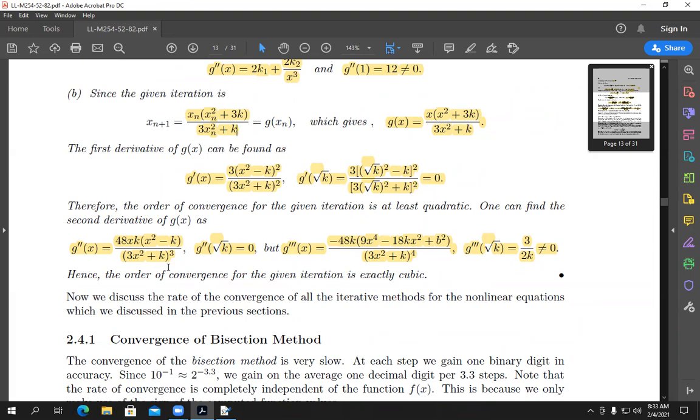Is it okay? So please, I repeat again. Your method converges linearly: it means you have to show g dash alpha should not equal to 0. Your method converges at least quadratically: g dash alpha should equal 0. And order of convergence is only quadratic: this means g dash alpha equal to 0, but g double dash should not equal to 0. And if we say order 3, r equal to 3, what does this mean? g dash alpha 0, g double dash alpha 0, but g triple dash alpha should not equal to 0.